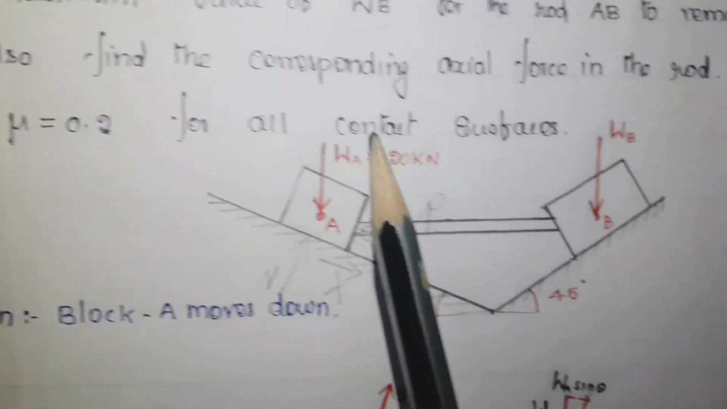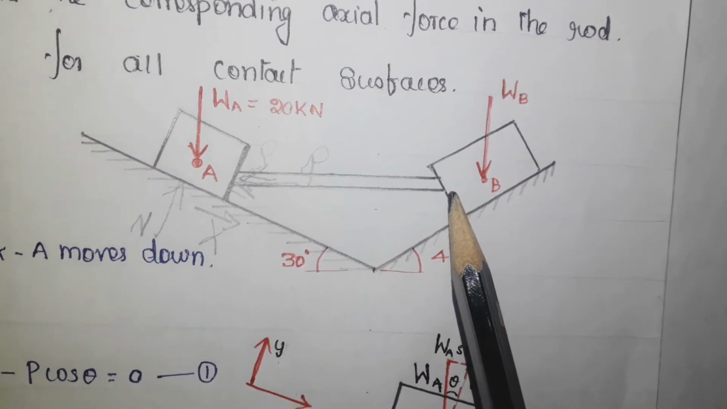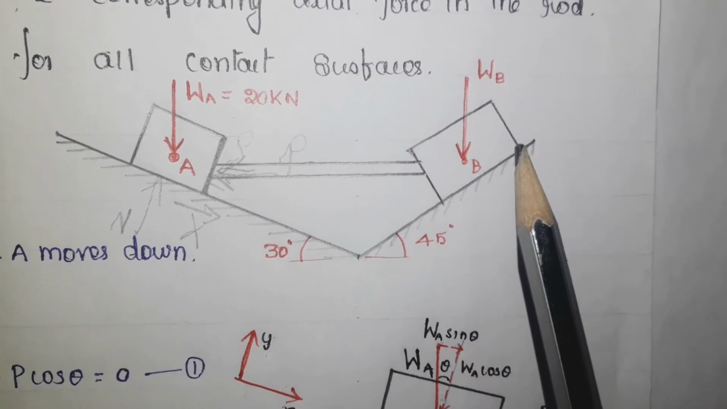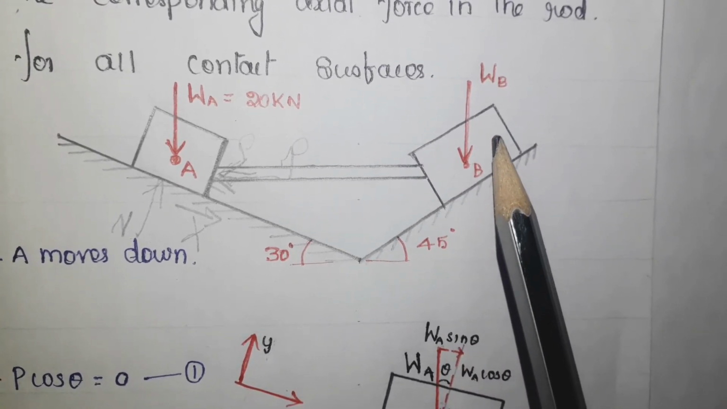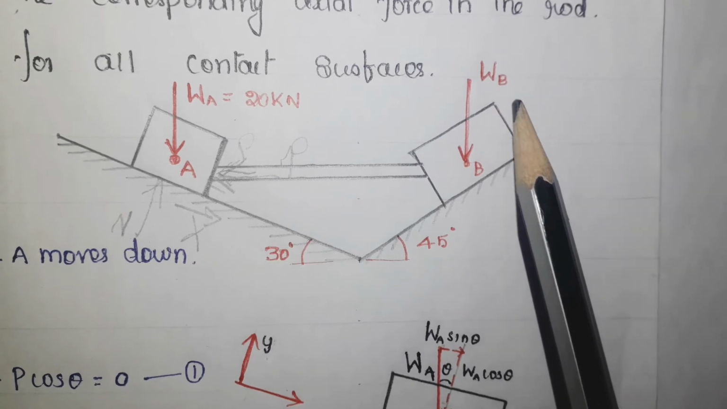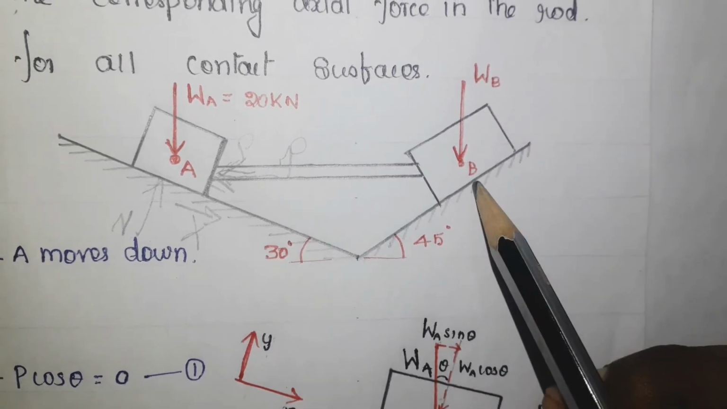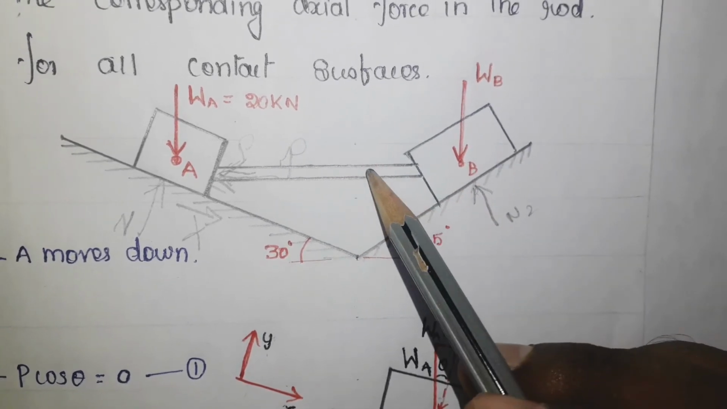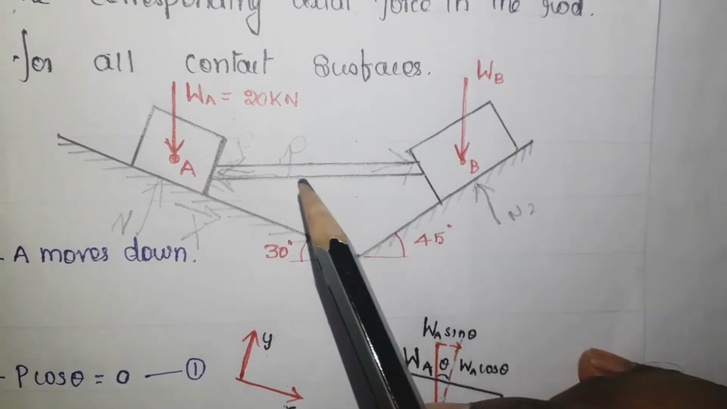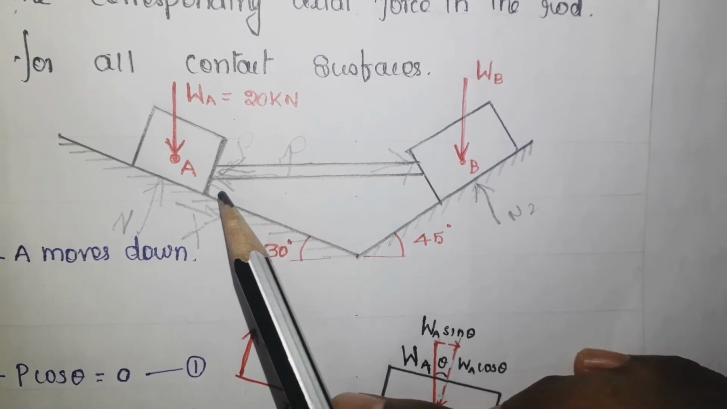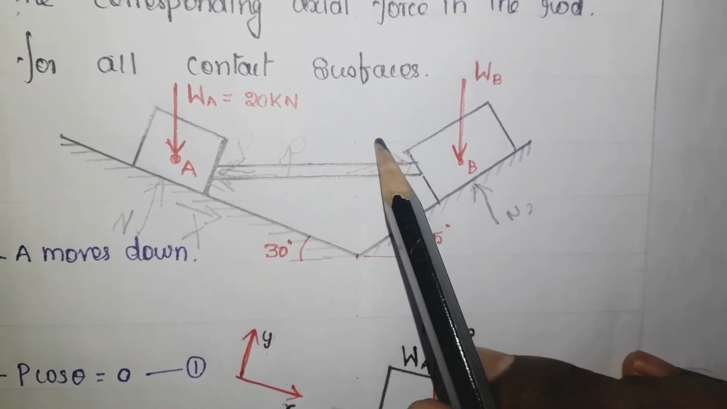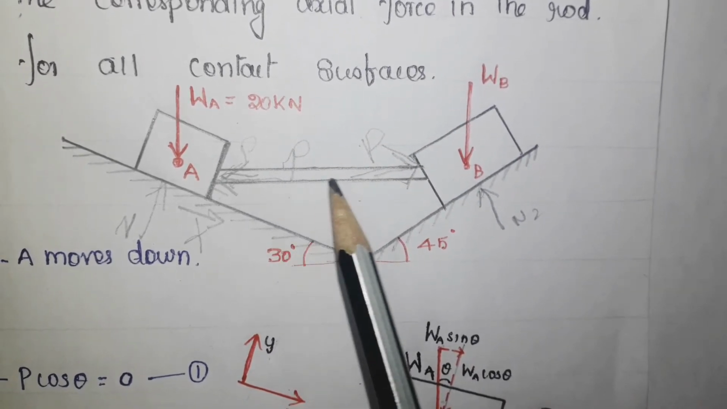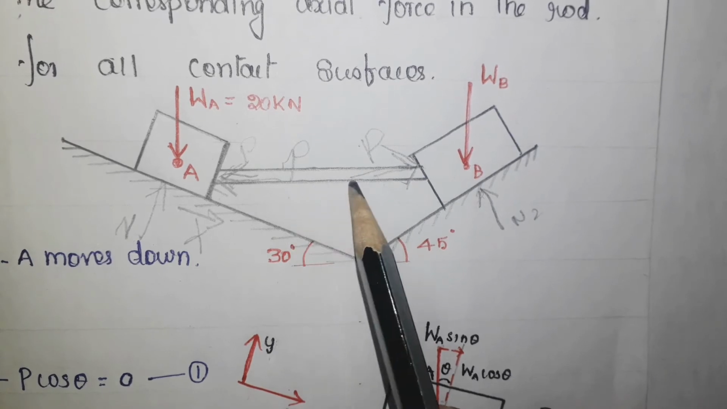Now I'm going to consider the second block B, and I'm going to draw the free body diagram for it. Before going into that, you have to find the associated forces for this block B. The first force is the weight of the block, and the second one is the normal reaction N2, and this is the applied force. You see here the direction is right to left, whereas here it should be left to right. So this is the direction of the applied force P, in order to have equilibrium at the horizontal rod.